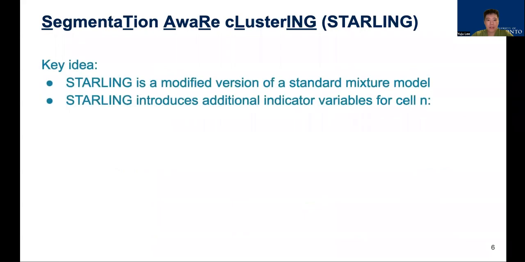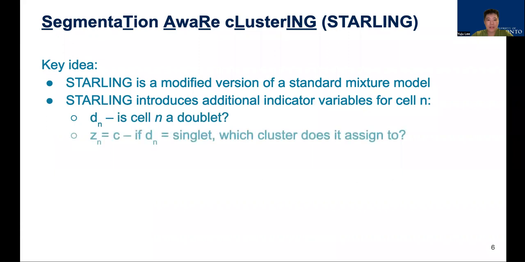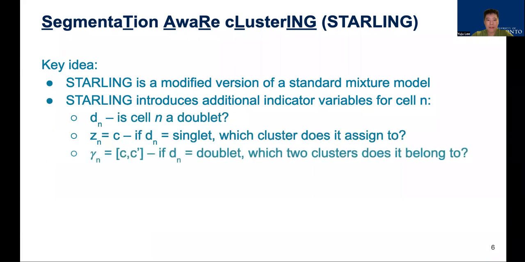Starling stands for segmentation-aware clustering. The key idea is that it modifies the standard mixture model by introducing additional indicator variables for cell n. Dn denotes whether cell n is a doublet. Zn means if Dn is a singlet, which cluster does it belong to? Gamma signifies if Dn is a doublet, which two clusters does it assign to?